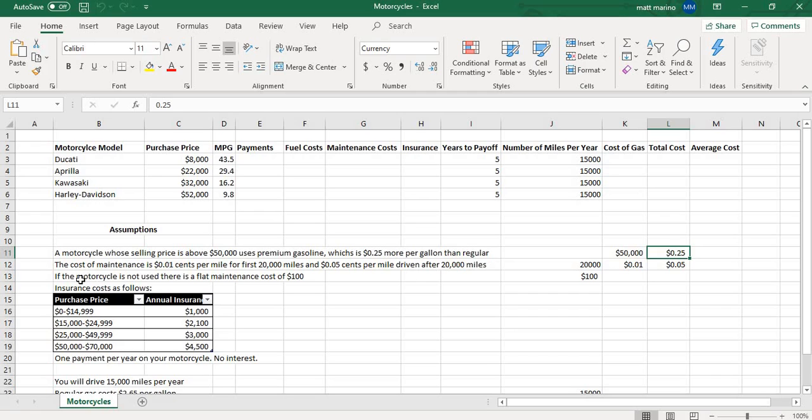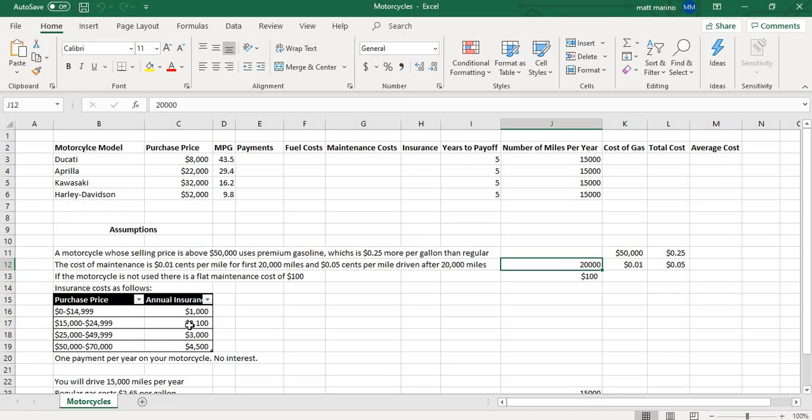Our next assumption is that the cost of maintenance is 1 cent per mile for the first 20,000 miles and 5 cents per mile driven after 20,000 miles. So you'll notice within the cell K12 is 1 cent and L12 is 5 cents. You'll notice within the cell J12 we have our 20,000 miles listed.